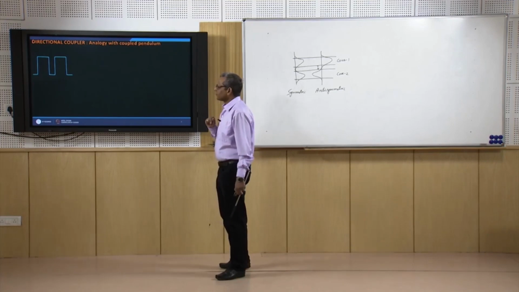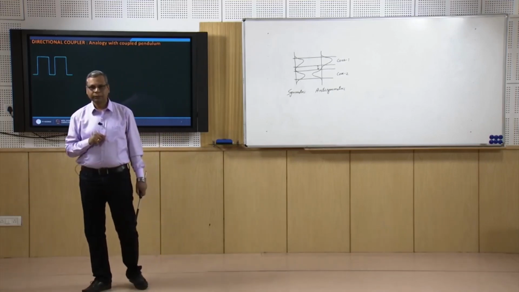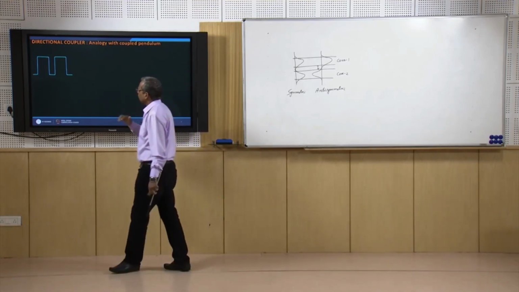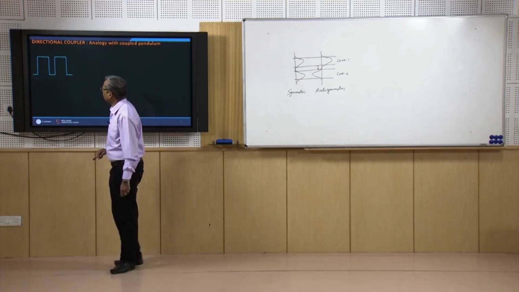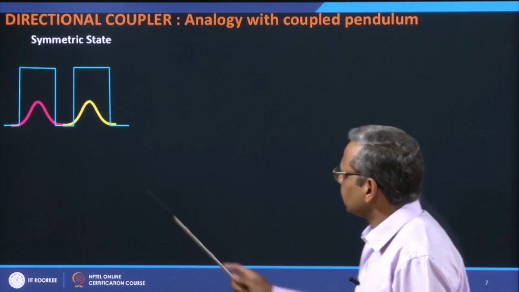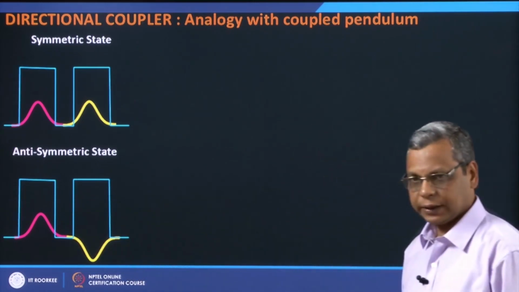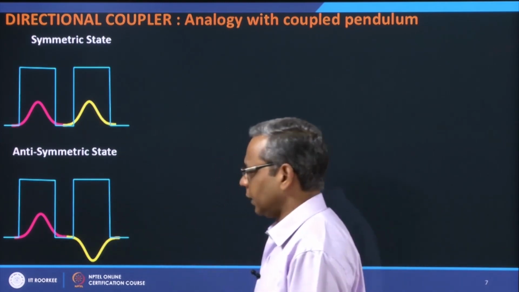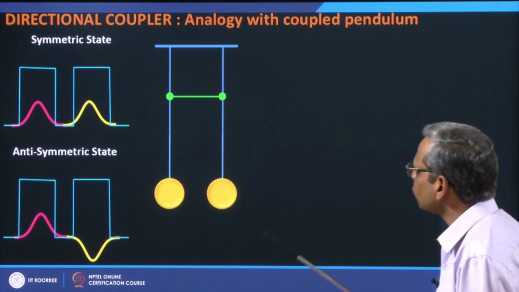I can understand this with the help of a very simple example of a coupled pendulum. I can take an analogy of coupled pendulum. So, this is the refractive index profile of the composite system, where I have two cores and this is the symmetric state, and I can also have anti-symmetric state. So, I have symmetric mode and anti-symmetric mode of the system, symmetric normal mode and anti-symmetric normal mode. This is equivalent to the modes of a coupled pendulum.